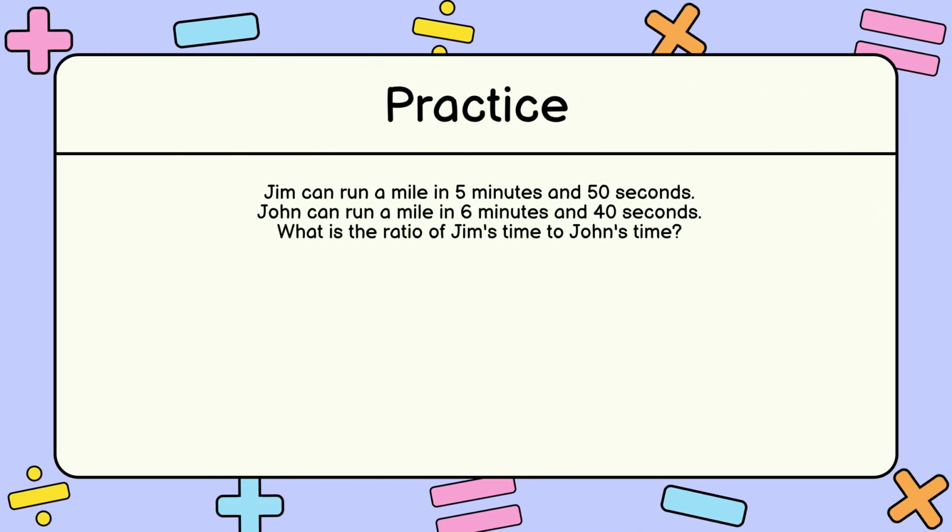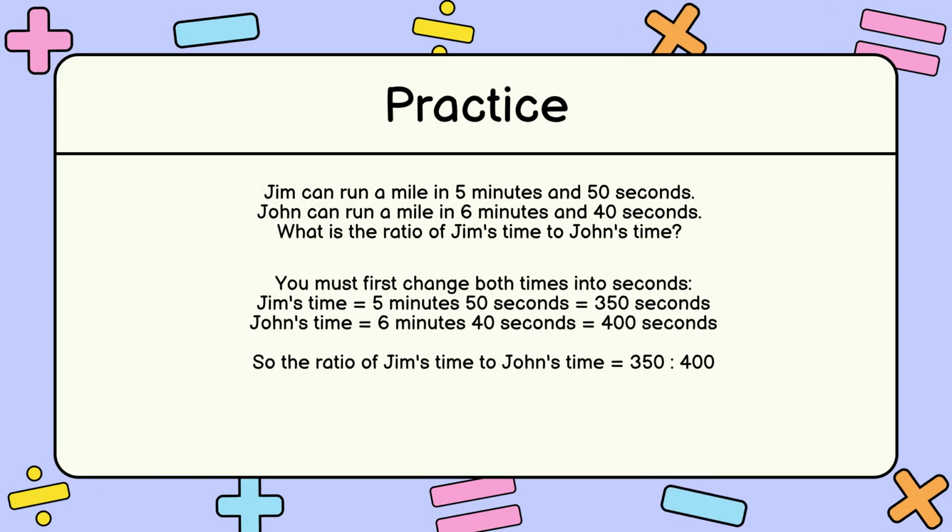Let's look at this practice problem. Think about it for a moment and see if you can do it. So, here, it says Jim can run a mile in 5 minutes and 50 seconds. John can run a mile in 6 minutes and 40 seconds. We see both times are given in combinations of minutes and seconds. So, we need to convert minutes into seconds first. This can be done by using conversion factor of 1 minute equals 60 seconds.